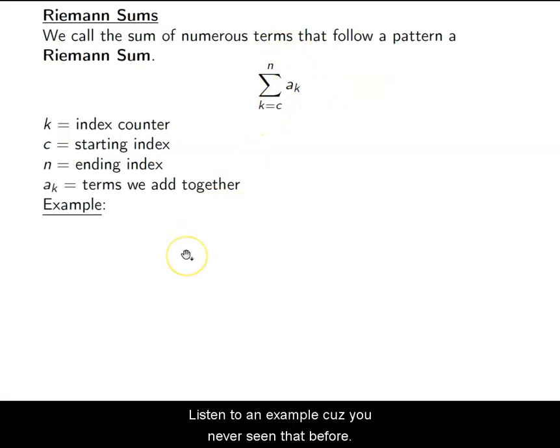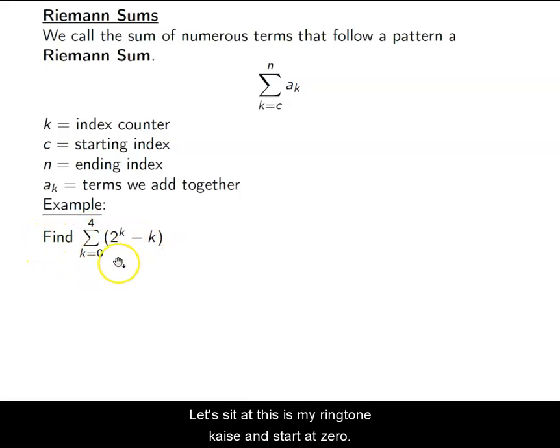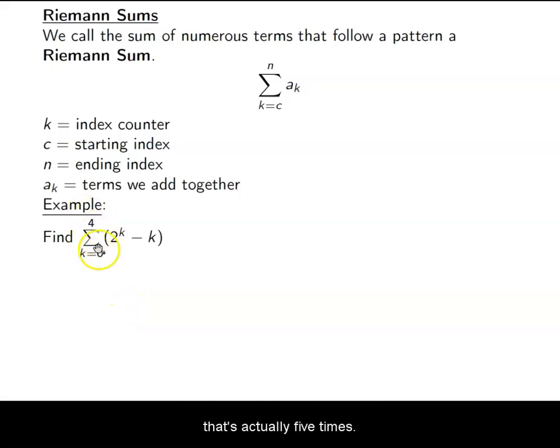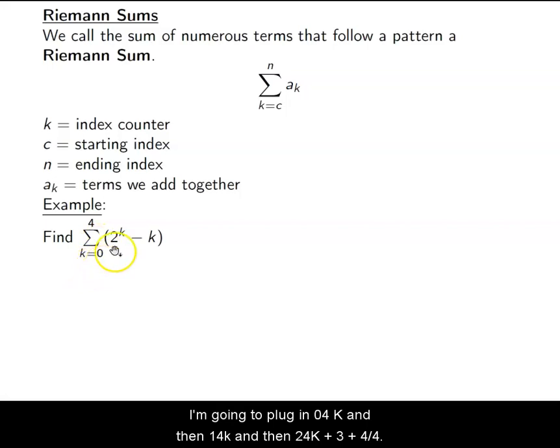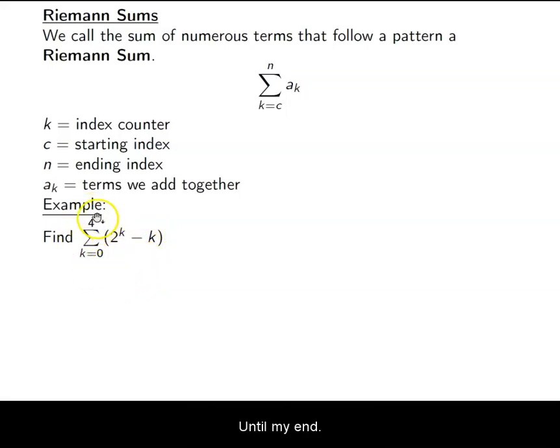So let's just do an example, in case you've never seen that before. Let's say that this is my Riemann sum. K is going to start at 0. I'm going to go up to 4, so that's actually 5 terms, right? That's the 0 term, the 1 term, 2, 3, and 4. So that's actually 5 terms. Each time, I'm going to plug in 0 for K, and then 1 for K, and then 2 for K, and then 3 for K, and 4 for K, until my ending index, which in this case is 4, and I add all of those things together.